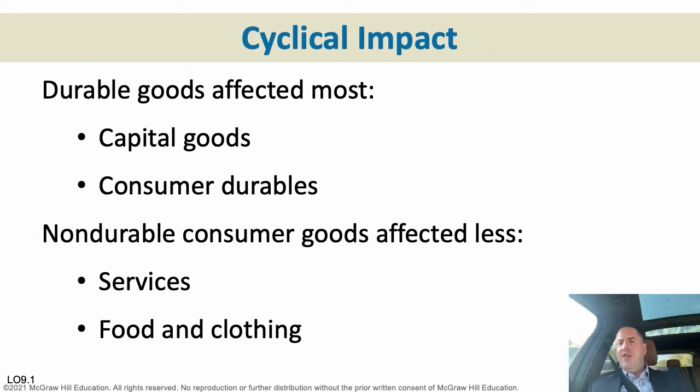Most agree that the level of aggregate spending is important, especially the changes in spending on capital goods and consumer durables. As a reminder, durables are things that you can hold, touch, so think about a car, a truck, a plane, a boat, a house. Those are all consumer durables.